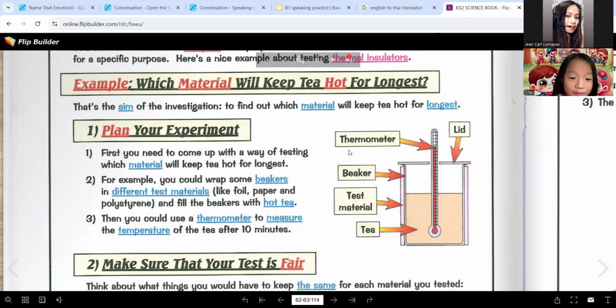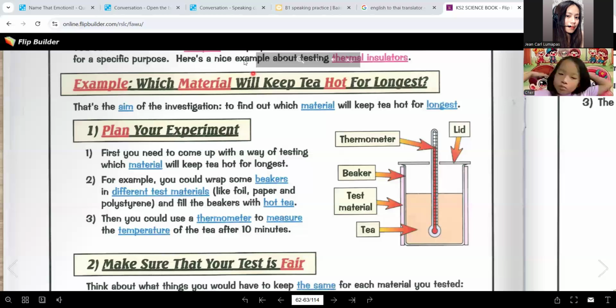Again, how about this? Let me see. What's that? A foil. Very good. Can you say foil? Foil, foil. What else? A foil.